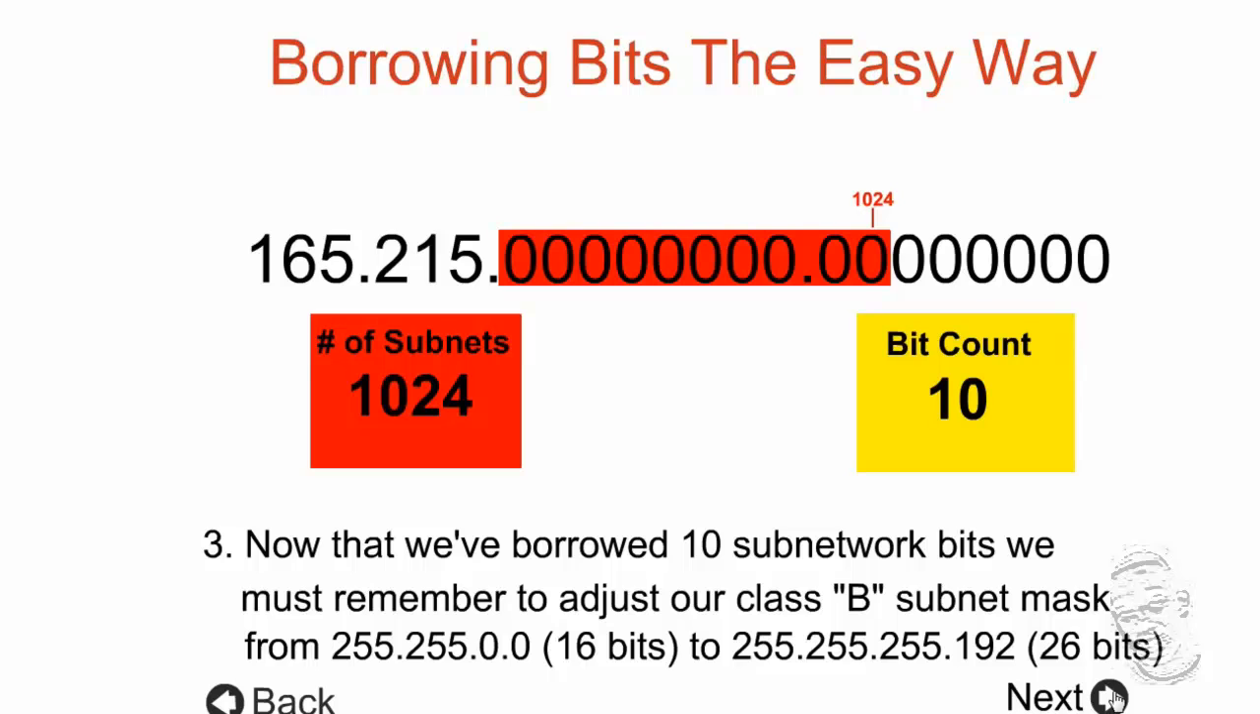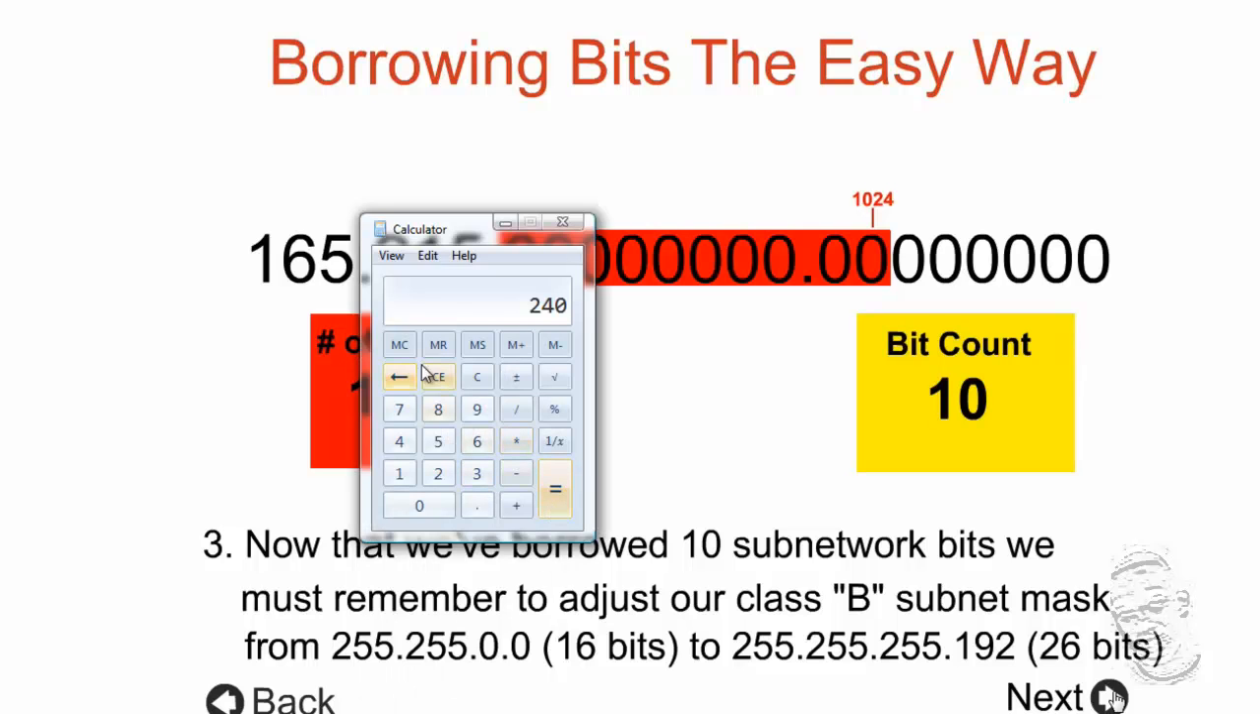255.255.0.0, which is 16 bits in this case, to 255.255.255.192, 26 bits. How did we arrive at 192? When we have the 255 showing up here, in this case we are supposed to add these two numbers. This one would be 64 and this one would be 128. I'm going to bring my calculator back here again, and I'm going to clear this. I'm going to add 128 plus 64, and I get 192 here.